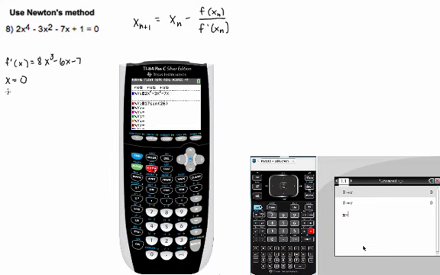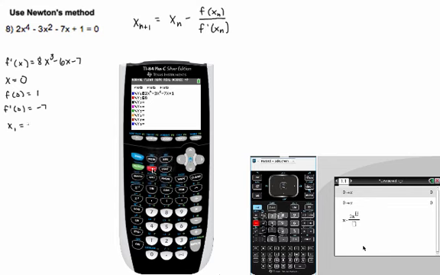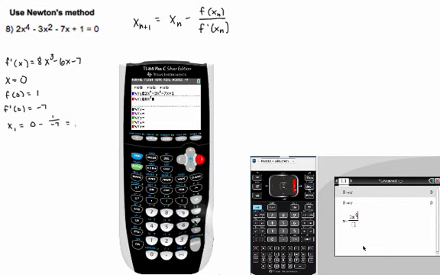Okay? So what I need is the function at 0, which is 1. I need the derivative at 0, which is negative 7. And so here's what I punch into my calculator. x1 is equal to 0 minus 1 divided by negative 7. And I did that on my calculator and I got 0.142857.